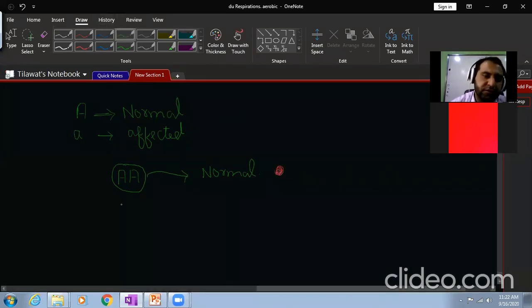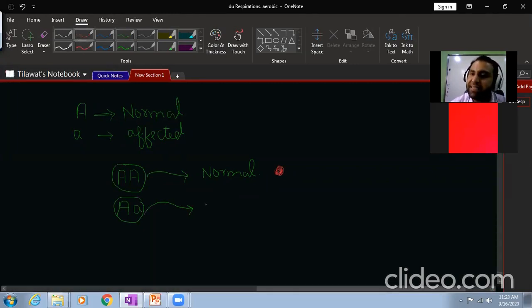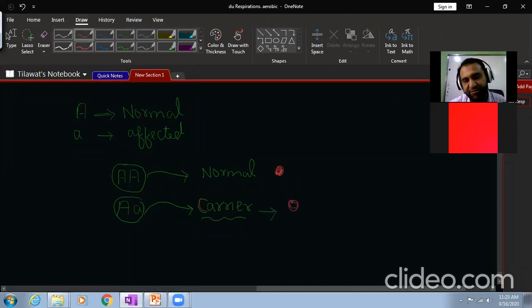Now let's suppose I have another condition in which this person is heterozygous. In this case, he's a carrier, but this is something different. He's a carrier, but in this person, two types of red blood cells will form.